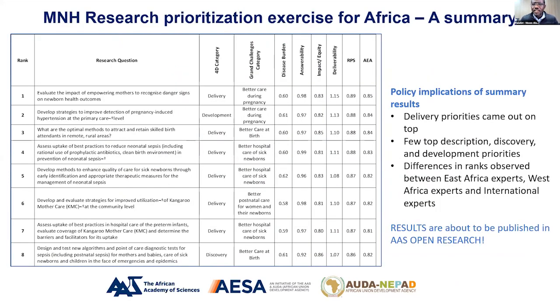And then I give you here a snapshot of the results. It's not so much that you can know what the results are, because we are yet to publish. We should be publishing in AAS Open Research shortly. But what was interesting from the results, if I was to give you a sneak peek, is that the delivery priorities came out on top. There were few top description, discovery, and development priorities.